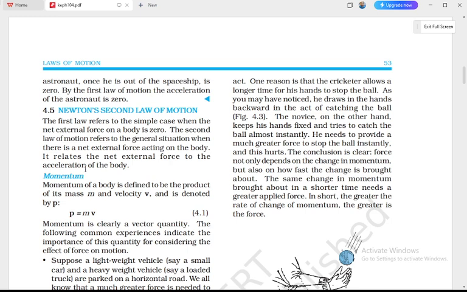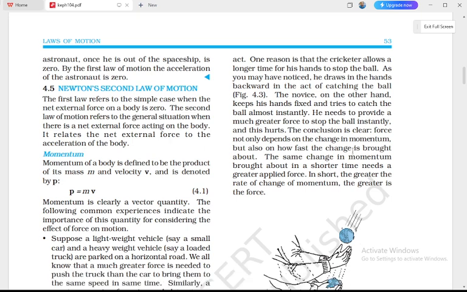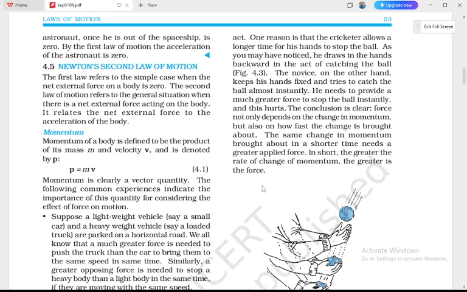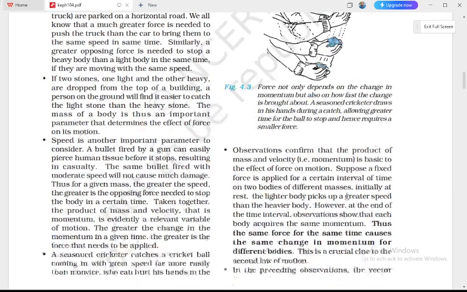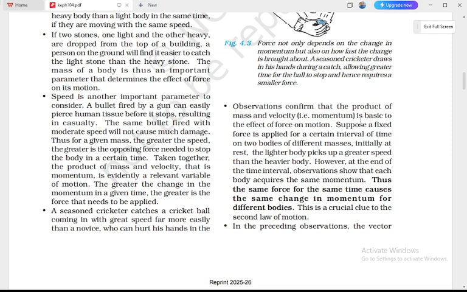The conclusion is clear. Force not only depends on the change in momentum, but also on how fast the change is brought about. The same change in momentum brought about in a shorter time needs a greater applied force. In short, the greater the rate of change in momentum, the greater is the force. A seasoned cricketer draws in his hands during the catch, allowing greater time for the ball to stop and hence requires a smaller force. Observations confirm that the product of mass and velocity, the momentum, is basic to the effect of force on motion.